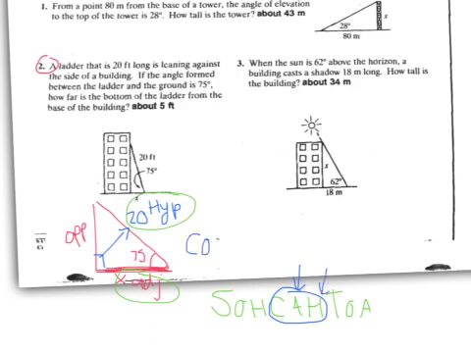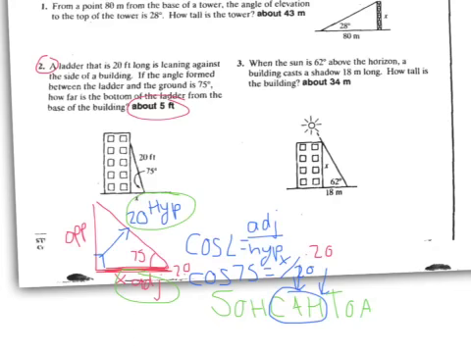So I'm going to write that the cosine of an angle is equal to adjacent over hypotenuse. And then to fill in everything else, I have the cosine of 75 is equal to the adjacent side, which is x, over the hypotenuse, which is 20. To get x by itself, multiply both sides by 20, and you end up with about 5 feet.